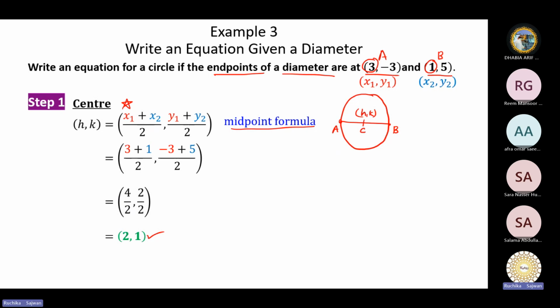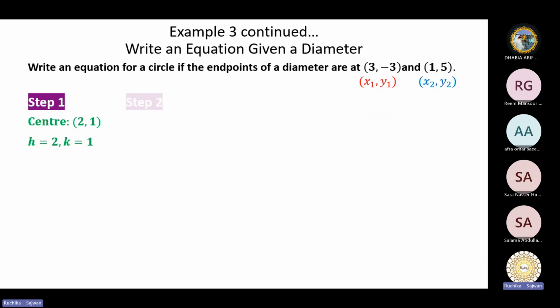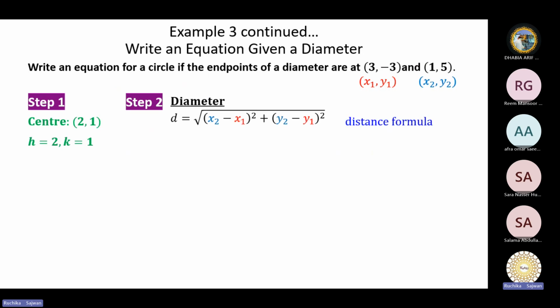Now, once we get the center, the only other thing that we need is the radius to write the equation. And as you know, the standard form of equation that we will use is this one for the question. So your final answer should be this equation: x minus h whole square plus y minus k whole square equal to r square.